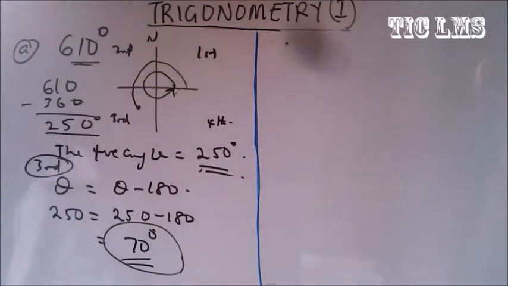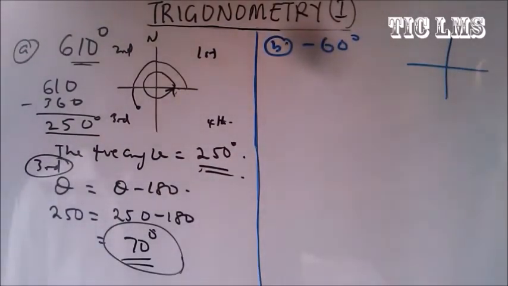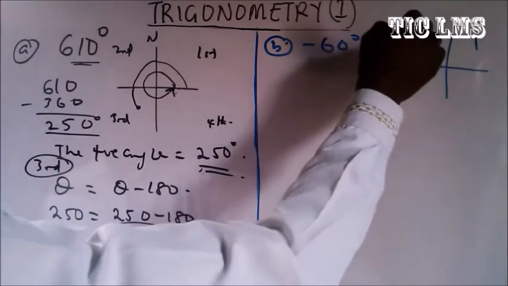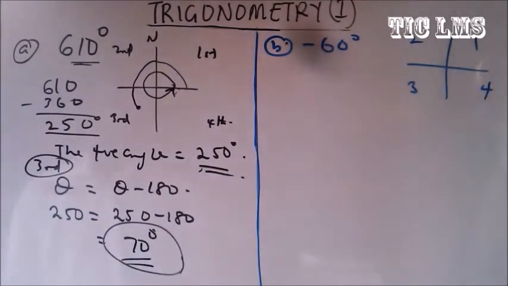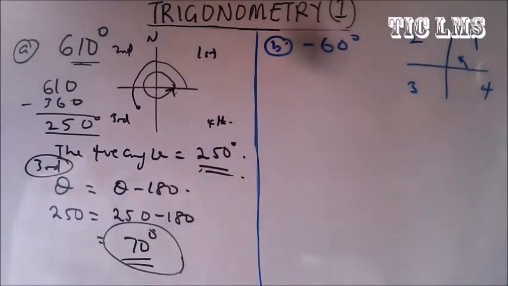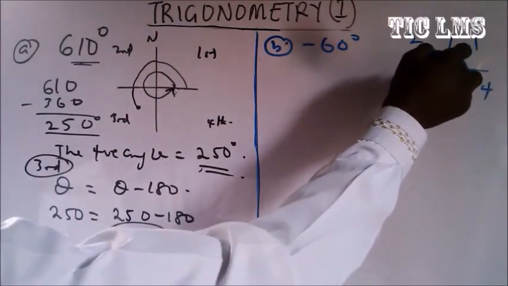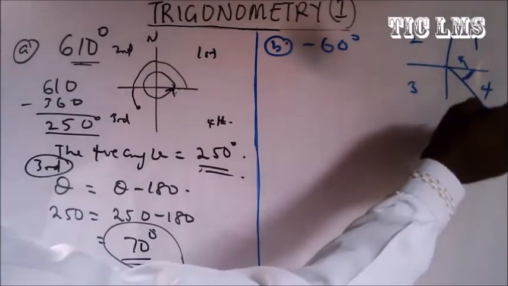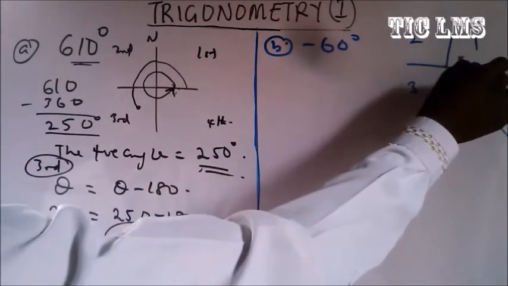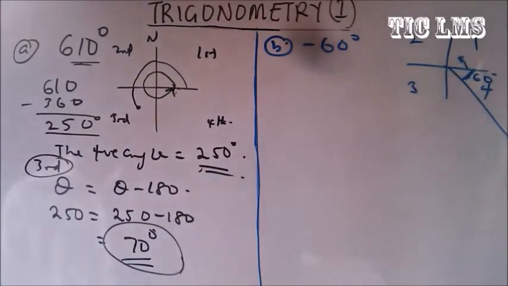The B part says minus 60 degree, and here are the four cardinal points. Here we have our first quadrant, second, third, and fourth. For us to have a minus 60 degree, it means that instead of it proceeding in an anti-clockwise direction to give a positive sign, we had to proceed in the negative direction, which is in this part. So if we had proceeded in this part, that means that it stopped somewhere around here. So this is a minus 60 degrees. So meaning that this is 60 degrees in the negative direction.